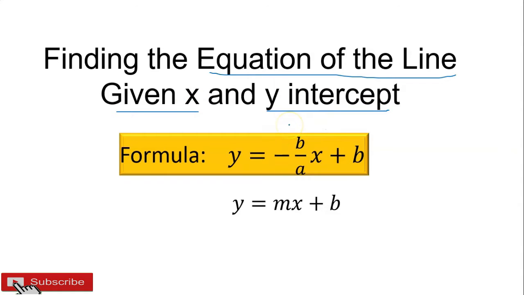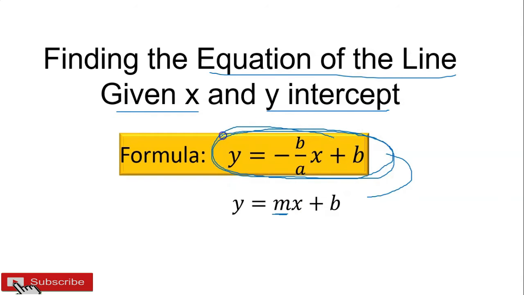So ang formula na gagamitin natin para mapadali yung pagkuha natin ng equation ng line given yung x and y intercept, ito yon. Y is equal to negative b over ax plus b. So parang etong formula na ito ay the same lang dito sa y is equal to mx plus b. Yung m na yan, that is our slope, is equal to negative b over a. So ito yung gagamitin natin para mapadali yung pagkuha natin ng equation ng line. Okay, given yung x and y intercept.